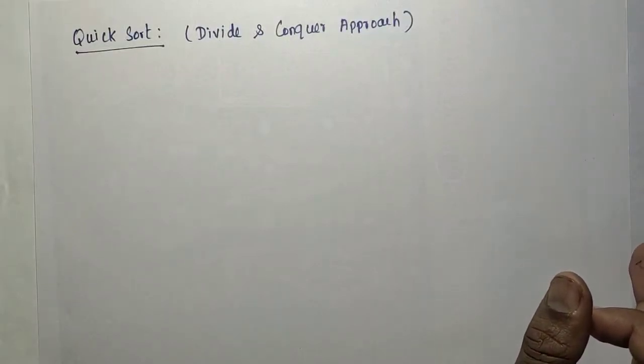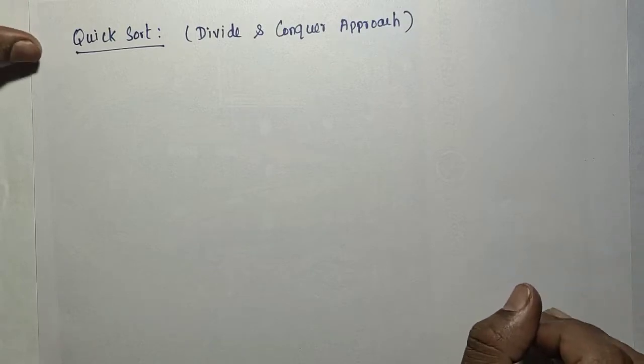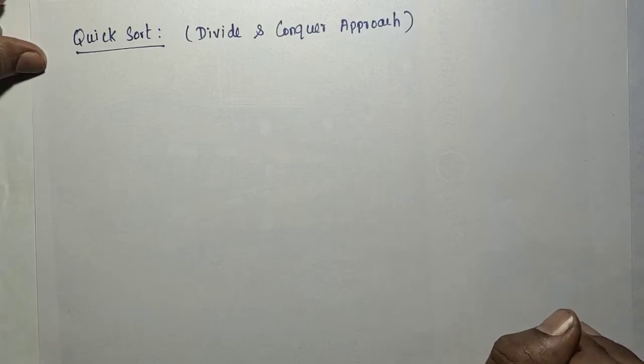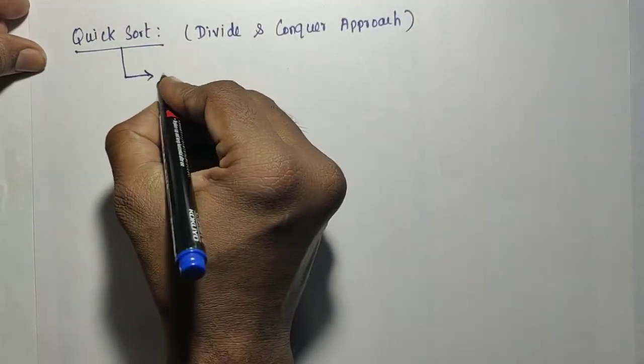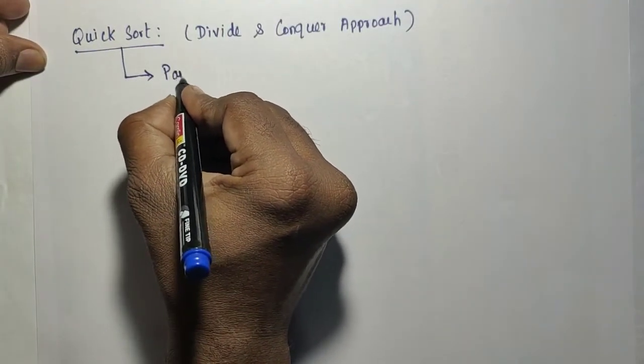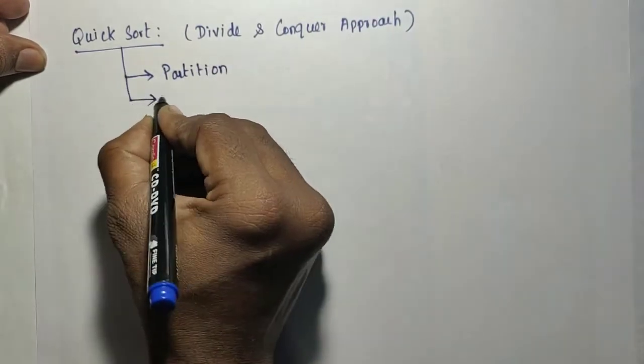In this session, we will discuss the quicksort algorithm. This is another example of the divide and conquer approach. Quicksort is similar to the merge sort algorithm. Here we are going to discuss two algorithms. One is called partition. Another one is the main quicksort algorithm.